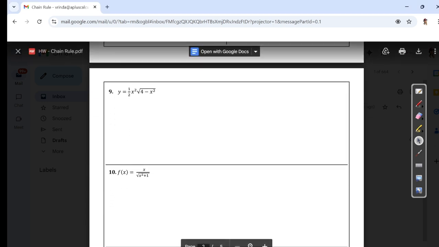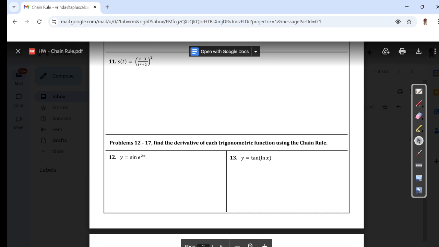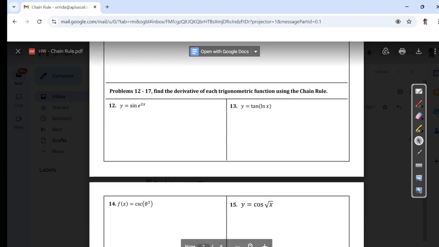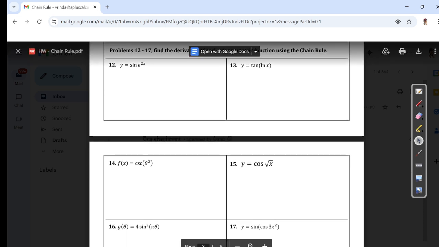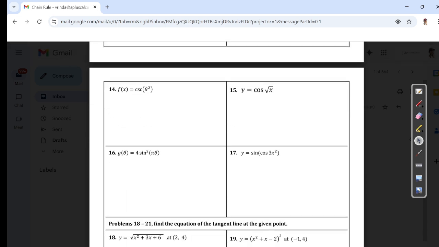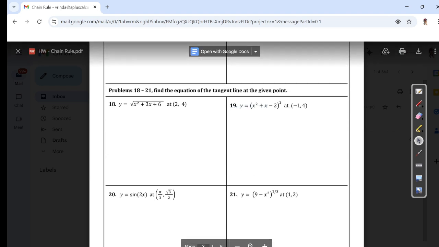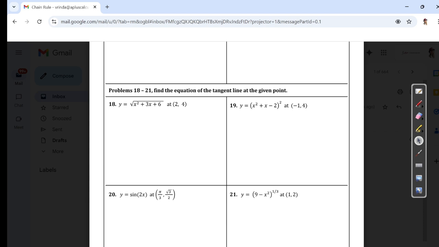I think this question number 9 we did. Here first we have to apply product rule and then chain rule. Now we did this one, tangent ln x. Other question types also can be done on similar lines. I want to do one question of finding out equation of the tangent line.